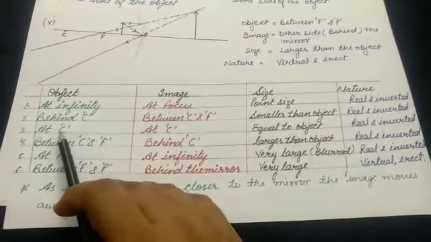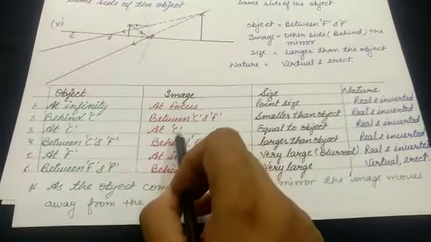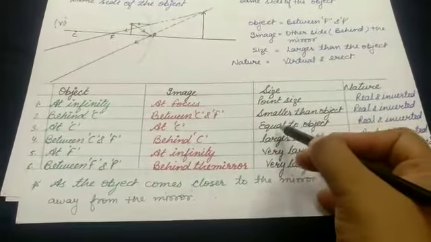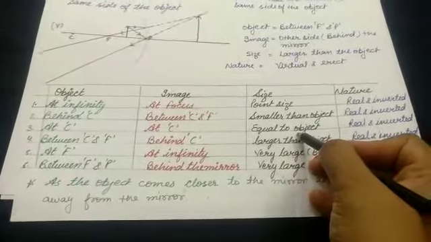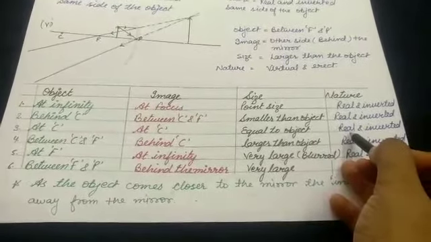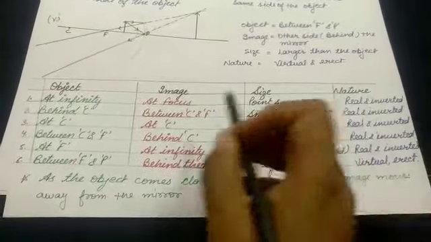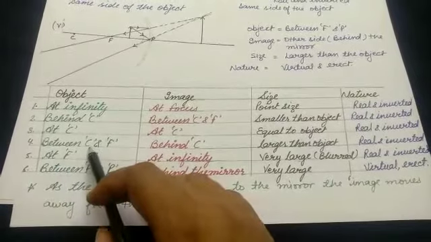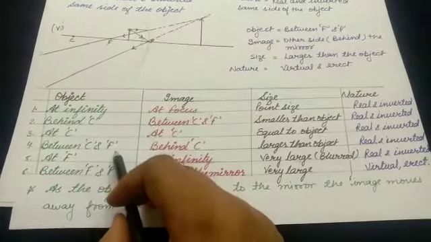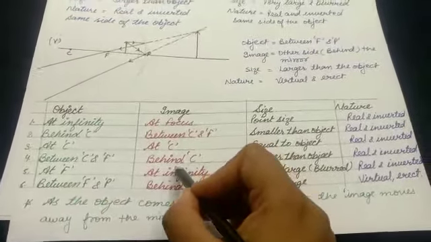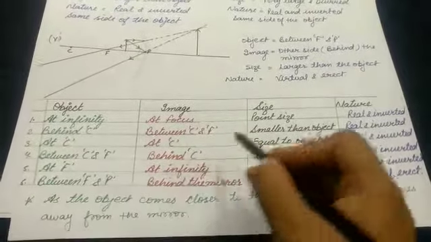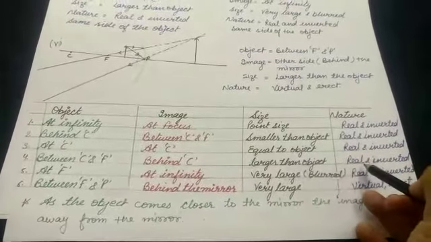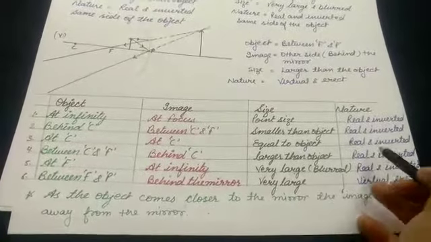When we place the object at curvature, the image is also formed at curvature and the size of the image is equal to the object. In this case also the image is real and inverted. In the fourth case, we have seen if the object is placed between curvature and focus, the image will form behind the curvature, it will be larger than the object and the image is real and inverted.